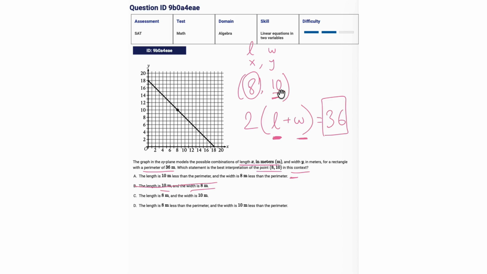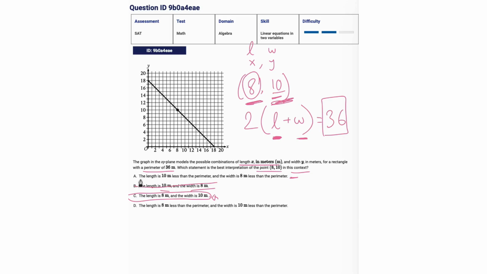Let's read option D. The length is 8 meters less than the perimeter and the width is 10 meters less than the perimeter. I could explain what this is, but it's not at all what this point is representing, or what our interpretation of this point is. It's option C. That's exactly what it's saying. This is a maths question, so most of the time, all answers are straightforward. So choose the most straightforward answer. The length is 8 meters and the width is 10 meters. Is that correct? Yes, move on.